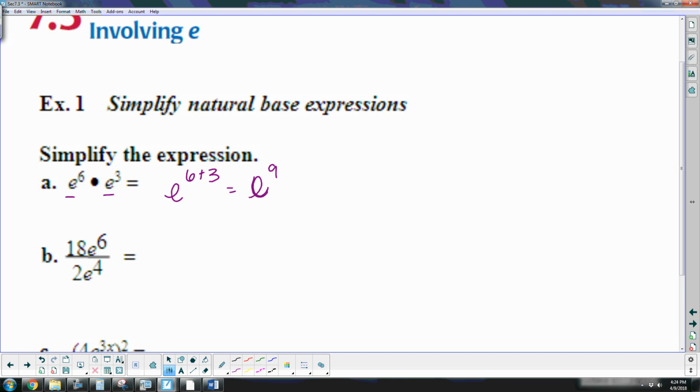In the second one, this is like saying 18 over 2 times e to the 6th over e to the 4th. Again, we're just applying these rules to the exponents that we've worked with before. So that's 9 times e to the 6th minus 4 power, because we're going to move that e to the 4th to the numerator, and when we do that, it changes signs. So we have 9e squared.